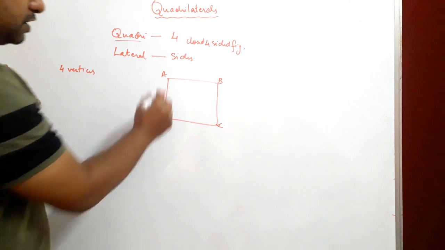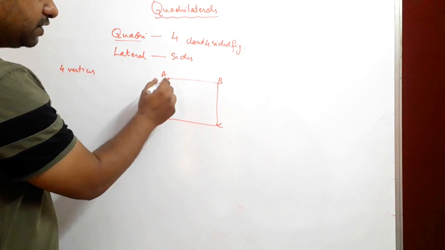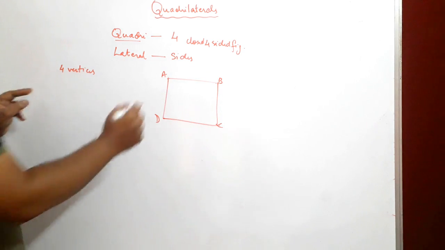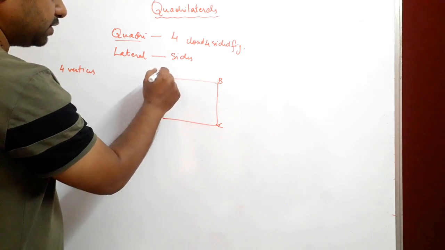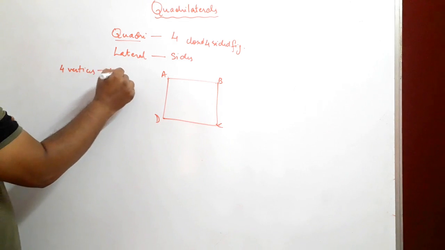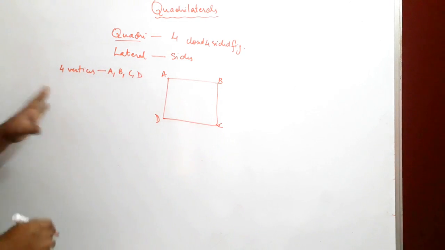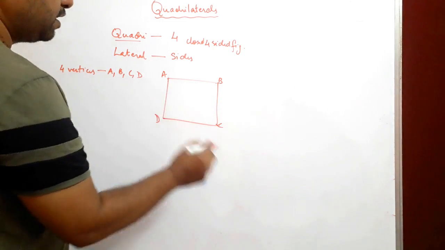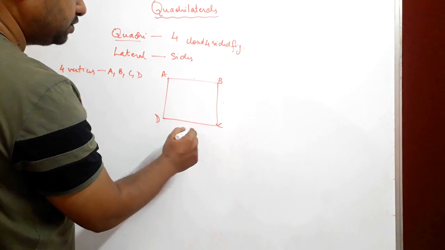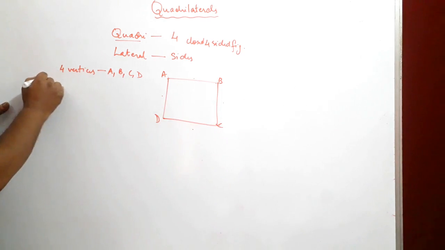For a single point we call it a vertex, but when it is plural we call it vertices. So there are four vertices: A, B, C and D. These are the four vertices. Then how many sides do we have? We have 1, 2, 3 and 4. We list them down. Four sides.